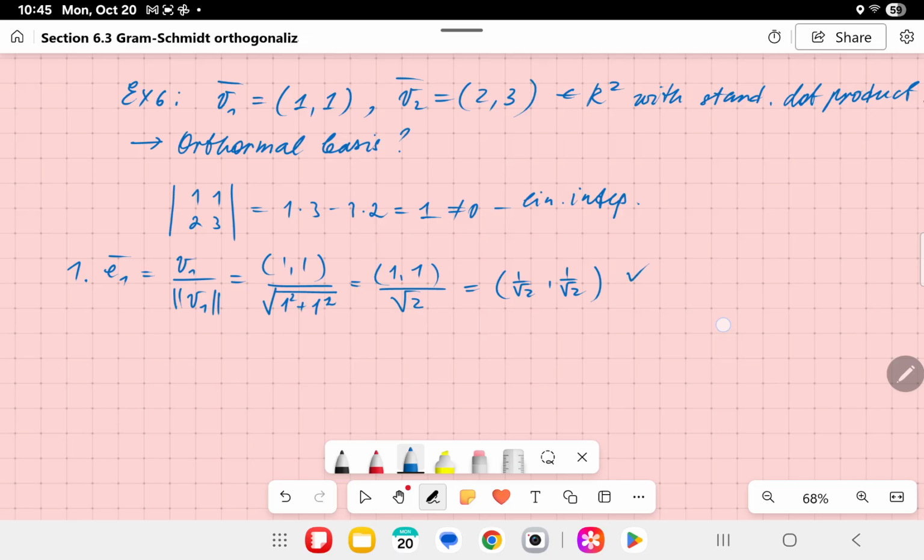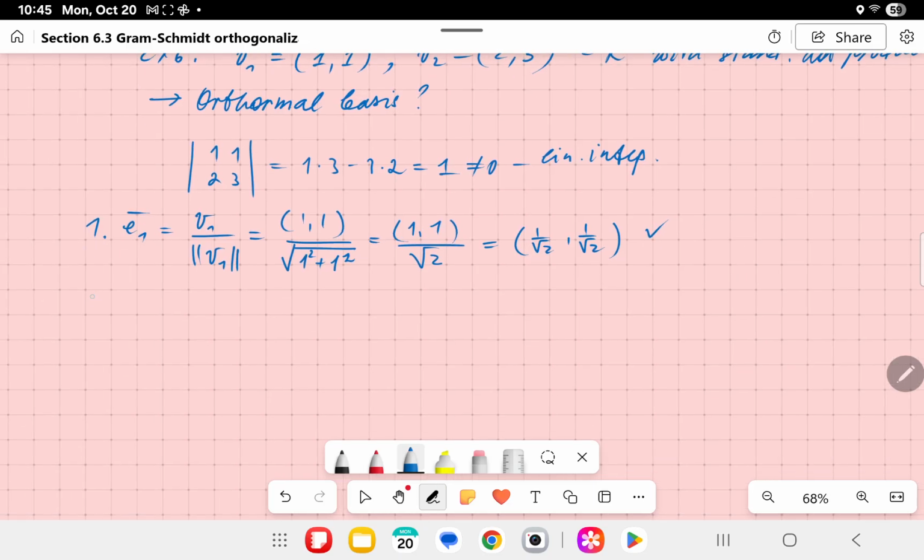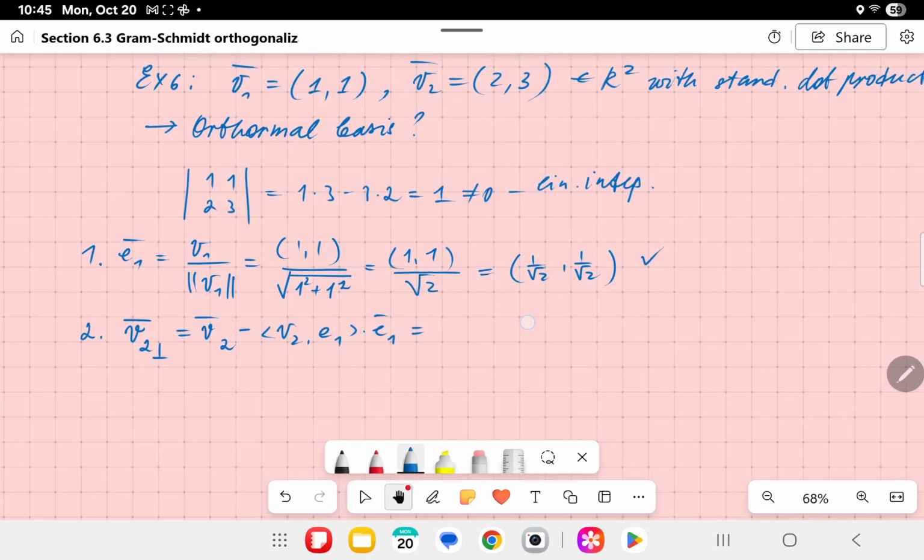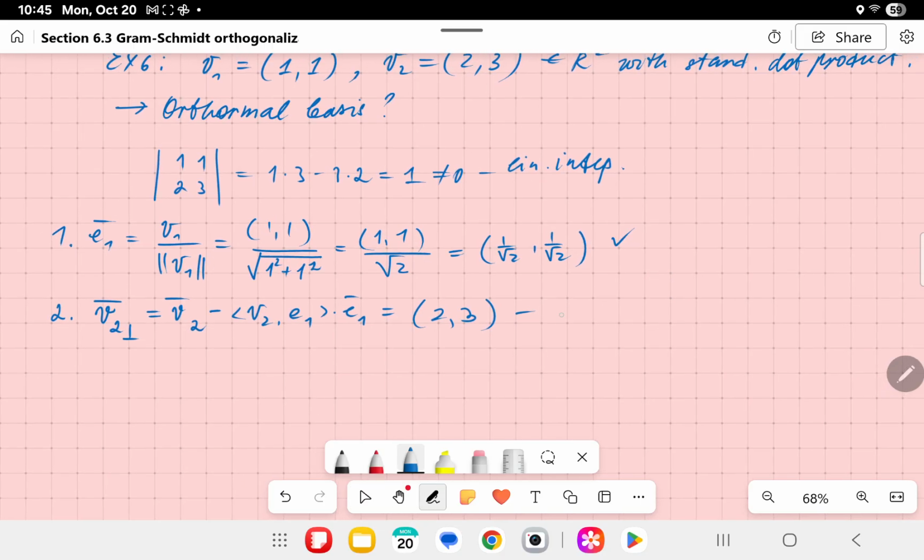So the first one is no. Second one, V2 orthogonal is going to be what? According to my formula, it's V2 minus the inner product of V2 and E1, times E1. I'm not going to apply the formula right away, I'm going to just first copy my V2, which is 2, 3, minus the dot product of 2, 3 with E1.